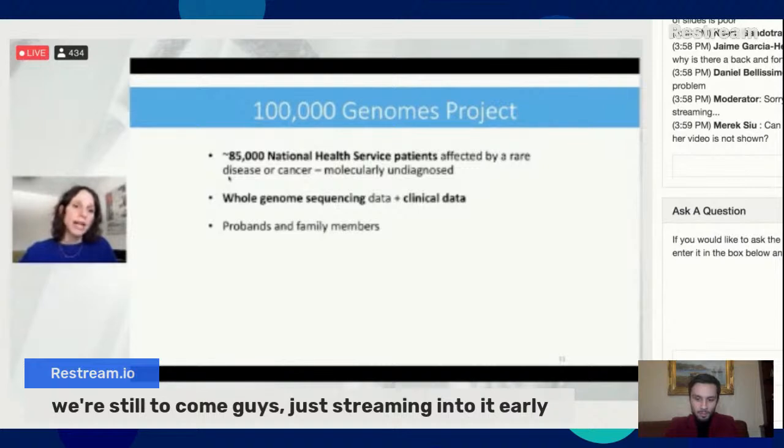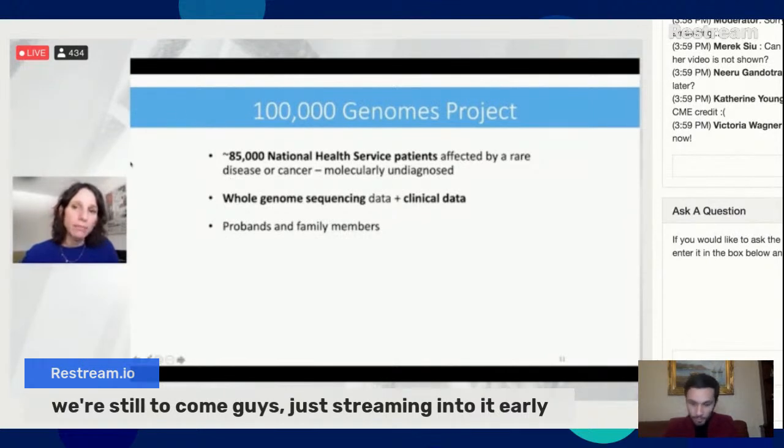Those patients had their whole genome sequenced, but the data set also comprises clinical data which were collected alongside the patient samples at the time of recruitment. In the project, patients that were affected by rare diseases were recruited alongside their affected and unaffected family members.